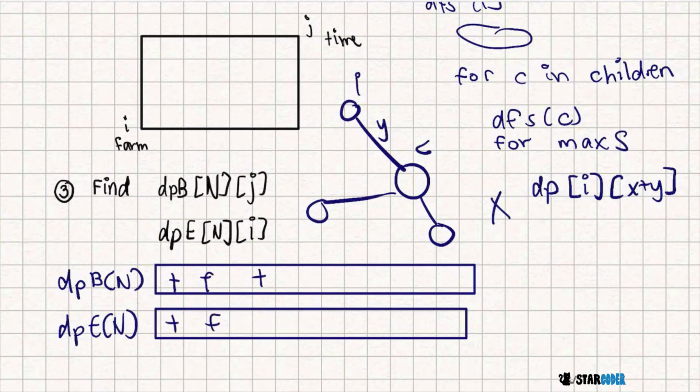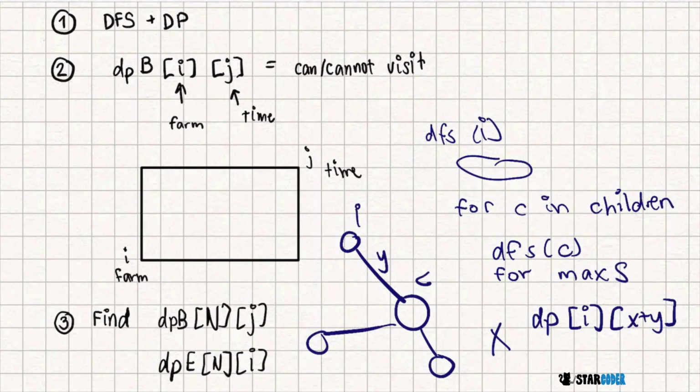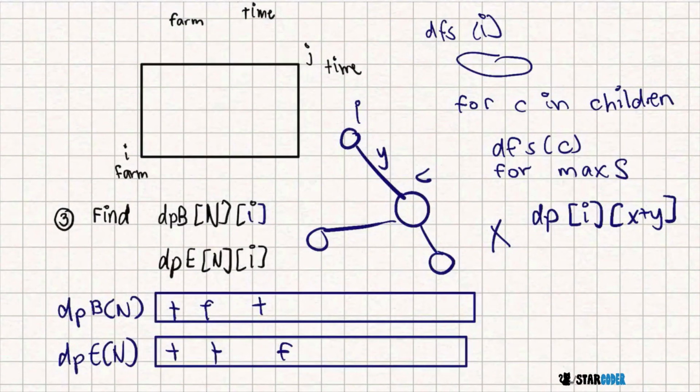And since they have to reach the barn at the same time, after we run our DFS, which is going to be the bulk of our code, and then we calculate the values of DPI and whichever ones are true, we're going to loop through DPBN and DPEN, and if the values of DPB at I and DPE at I are both true, then that means we can visit barn N at time I, whether Bessie is going there or Elsie is going there.